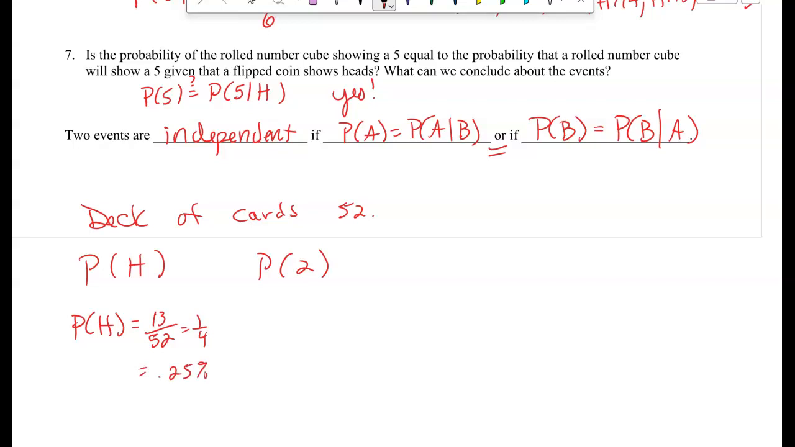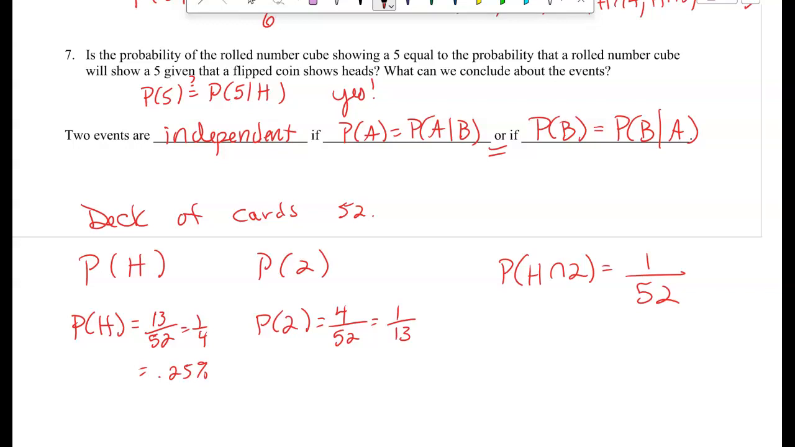Great. Now, what's the probability of pulling out a 2 from that deck of cards? 4/52, which is, I think, 1/13, correct? If I do my math correctly. So it's 1/13. I'm not going to worry about the decimal for right now. So, now here's the question. What's the probability of pulling out a heart that is a 2? Yeah, because there's only one 2 of hearts. So 1/52.